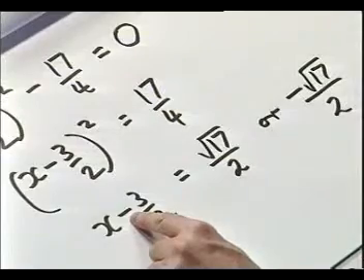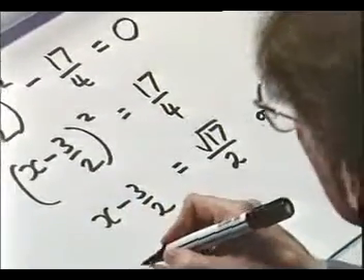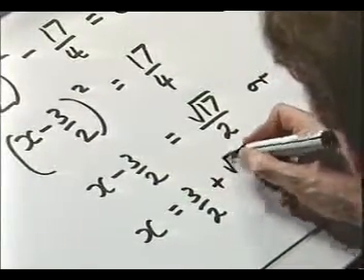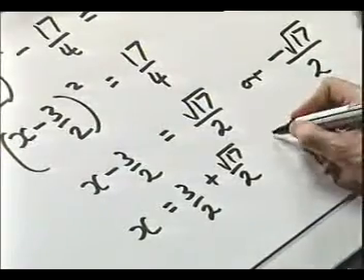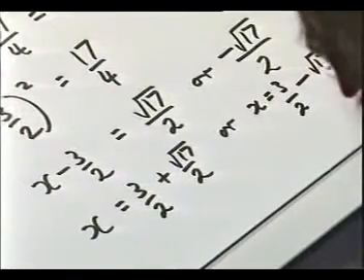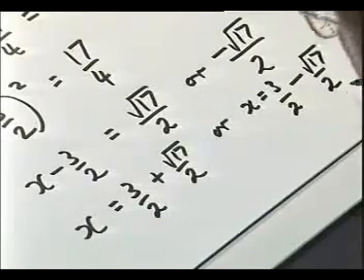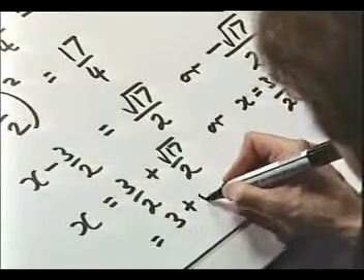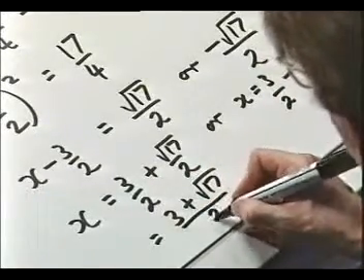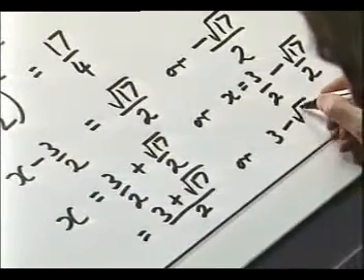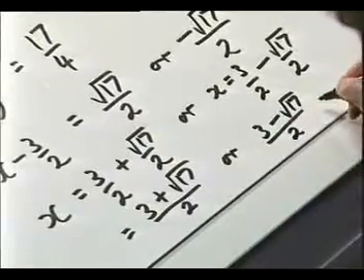Now I add this bit to both sides, the 3 over 2, so we have x equals 3 over 2 plus root 17 over 2, or x equals 3 over 2 minus the square root of 17 over 2. And just for the sake of completeness, I'm going to put all of this over this 2. So 3 plus root 17 over 2, or 3 minus root 17 over 2.